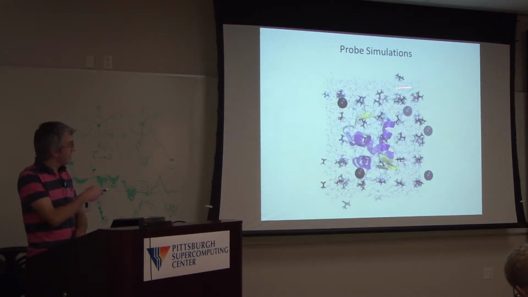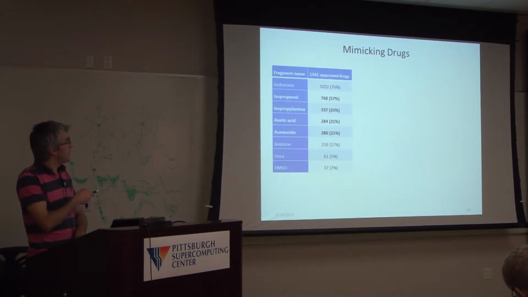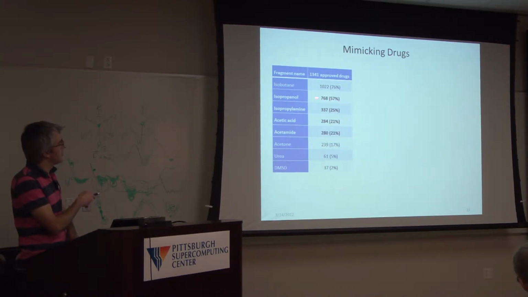So what are these probe molecules? We investigated FDA-approved drugs, and we calculated how many times we observe a moiety in a drug molecule that looks like isobutane, isopropanol, isopropylamine or acetic acid. In 70% of approved drugs, we observed an isobutane fragment. In 57%, we observed isopropanol, and in at least 20%, we observed these four solvent or probe molecules.